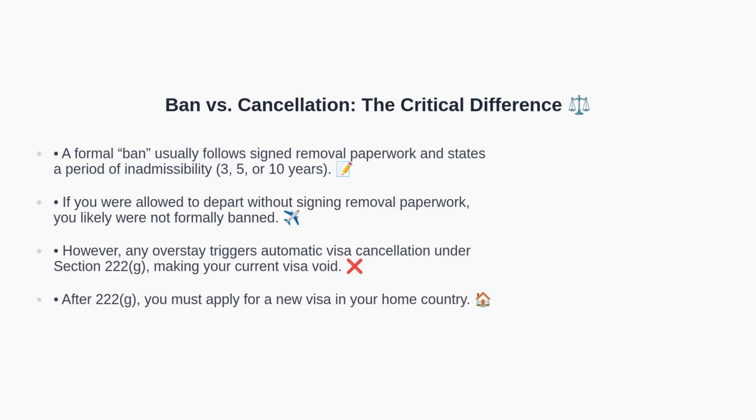Under Section 222G, an overstay automatically cancels your non-immigrant visa, rendering it void. As a result, you cannot rely on that visa for future entry, and must apply for a new one in your country of nationality or residence. This distinction is crucial, because many travelers confuse the absence of a ban with the absence of consequences.